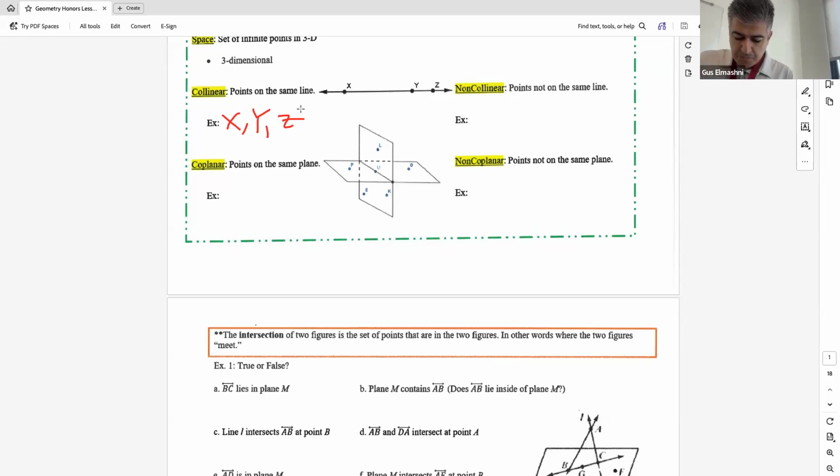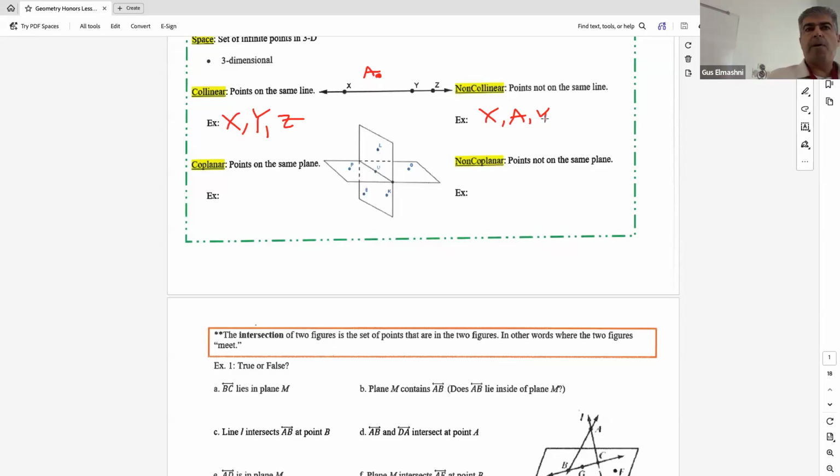Now, non-collinear are points not in the same line. So let's say I drew a random dot, call it A. So X, A, Y are not collinear, right? Because they're not on the same line.